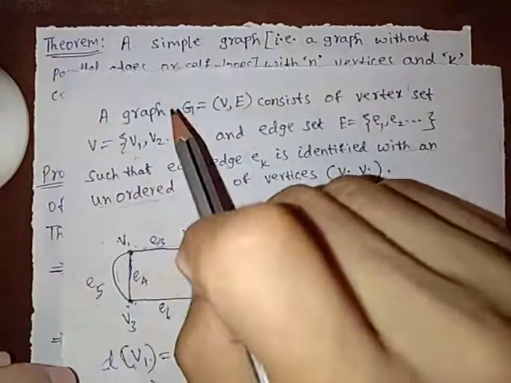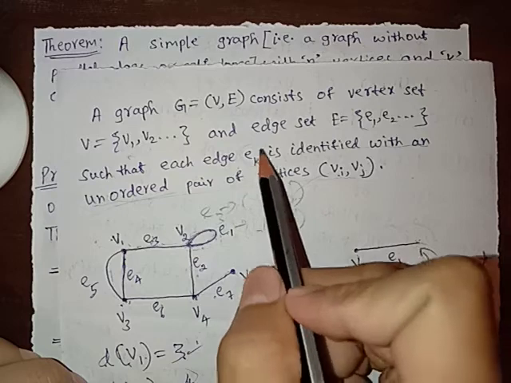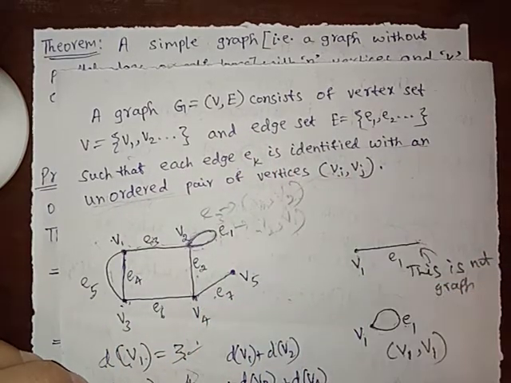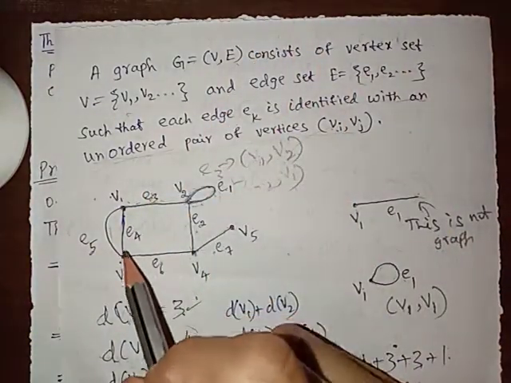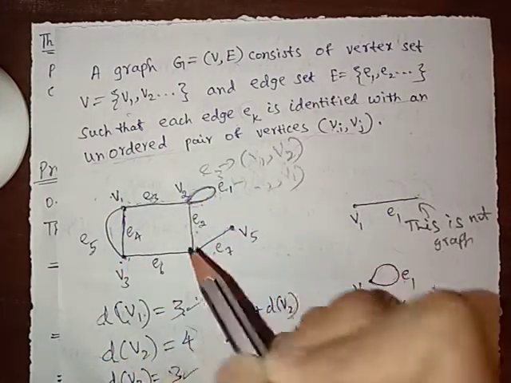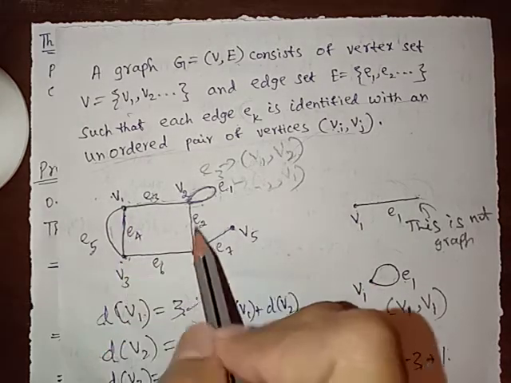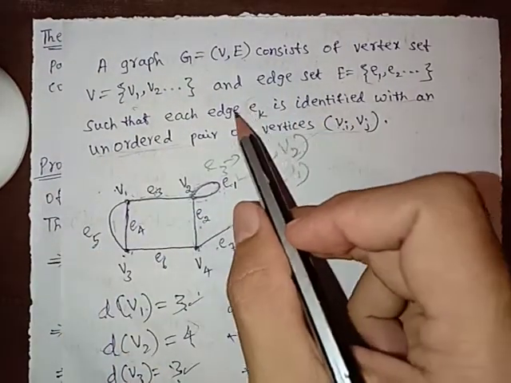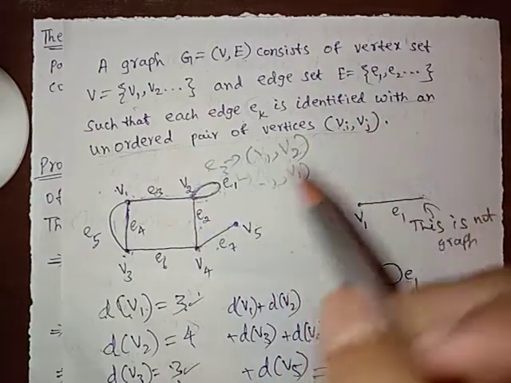First, a graph G consists of vertices and edges such that each edge is identified with an unordered pair of vertices Vi and Vj. This is an example of a graph. These points are called vertices. Edges are the lines in between these vertices. Each edge is identified with an unordered pair of vertices.